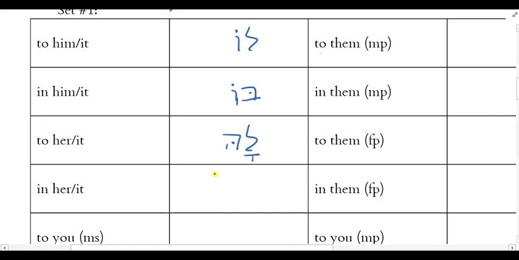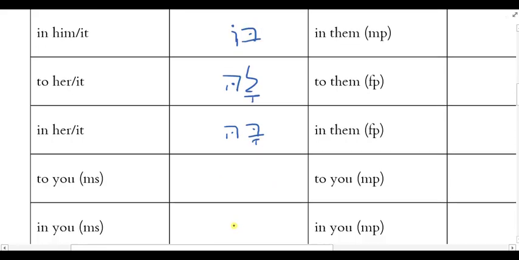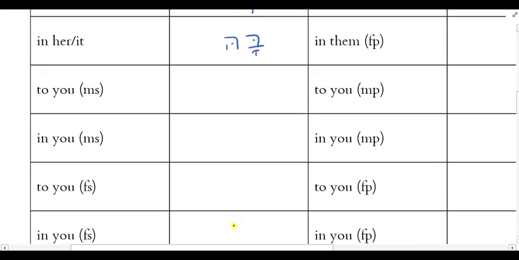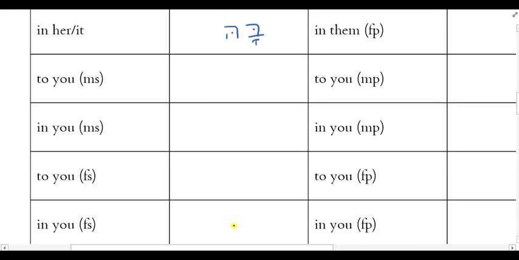Okay, so in her or in it would be? Ba. There you go. So it should look like that. Now, to you, masculine singular, the 2ms pronoun.